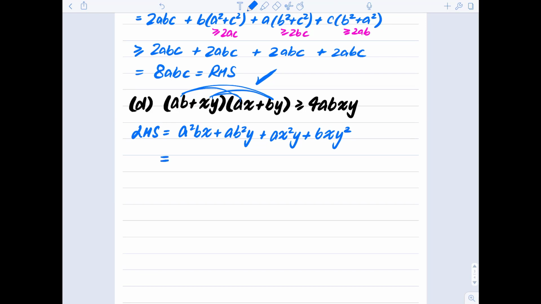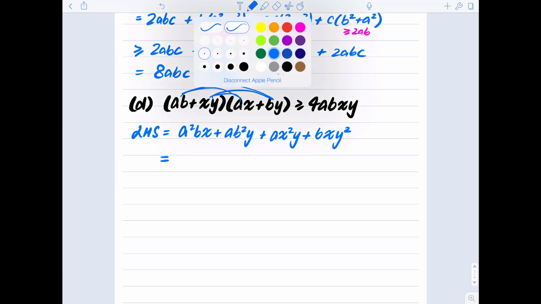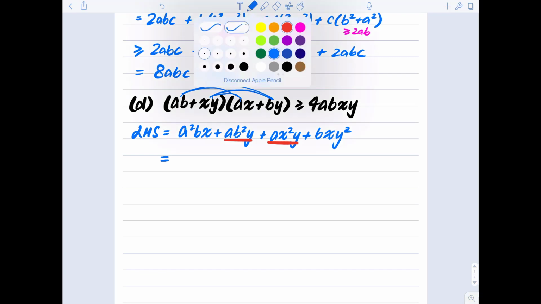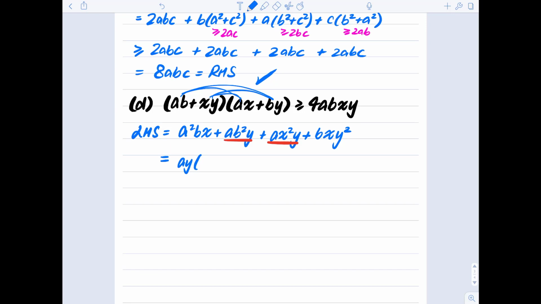Okay, how do I get my squares together? Oh, there it is. Look at these two terms. They both have a y in it, so I can take out a y, and I'll have b squared plus x squared. And hopefully these two terms, look at them, they both contain 1x and 1b. I can take that out. 1x, and 1b. And what's left is a squared, y squared.